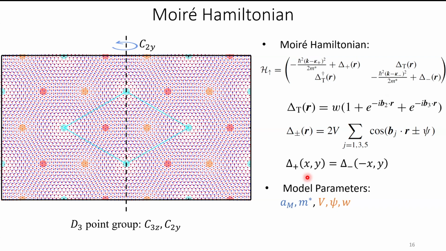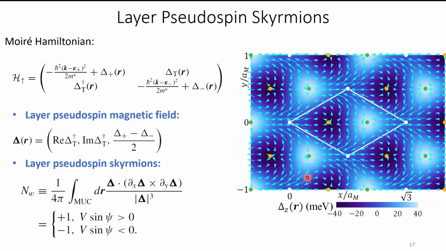And these parameters, I should say, are very hard to estimate. So there are still ongoing works that aim to determine them more accurately, but the form of the Hamiltonian is constrained by symmetry. Here the symmetry is the C3 point group. Okay, with this Hamiltonian, it's a 2x2 Hamiltonian.